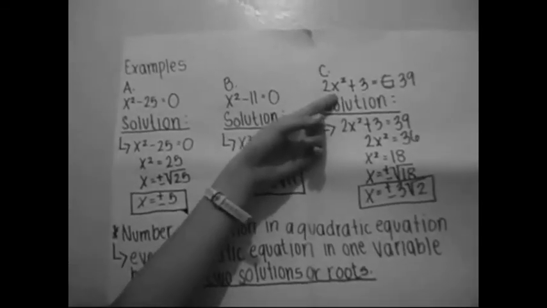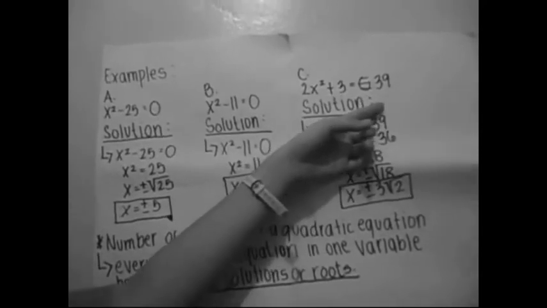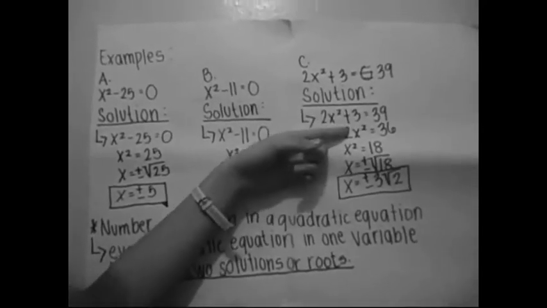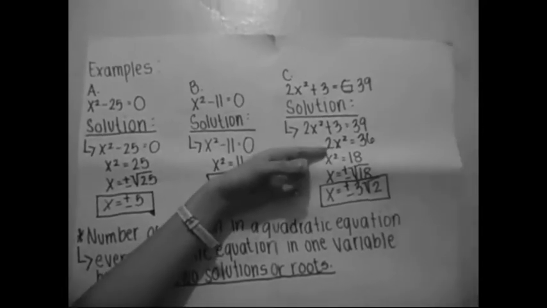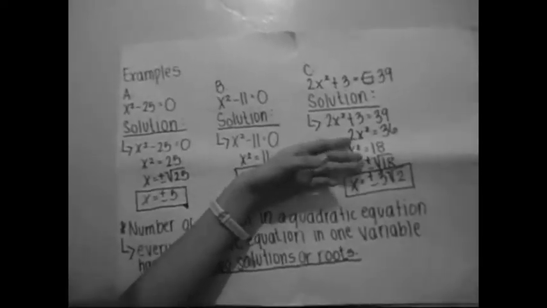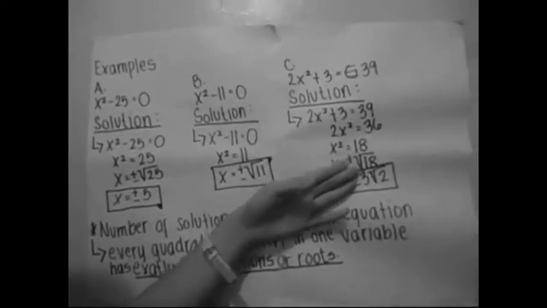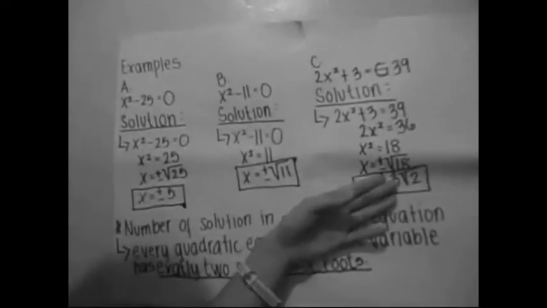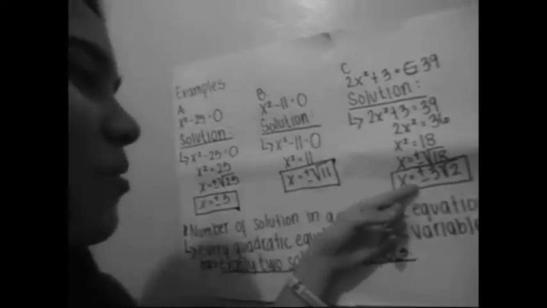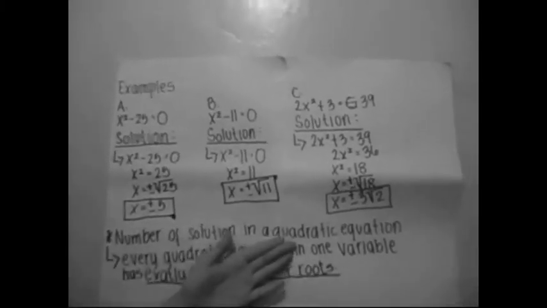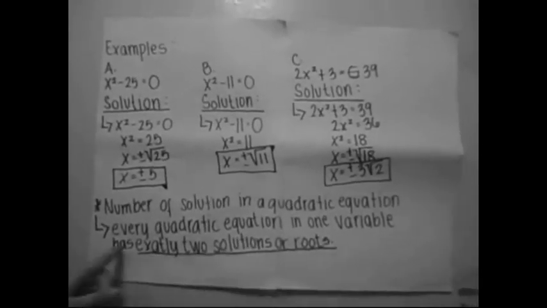Next example is 2x squared plus 3 equals 39. 3 is subtracted from both sides, and both sides are divided by 2. The square root property is used and simplified, thus making this x equals positive or negative 3 square root of 2. Remember the number of solutions in a quadratic equation. Every quadratic equation in one variable has exactly 2 solutions or roots.